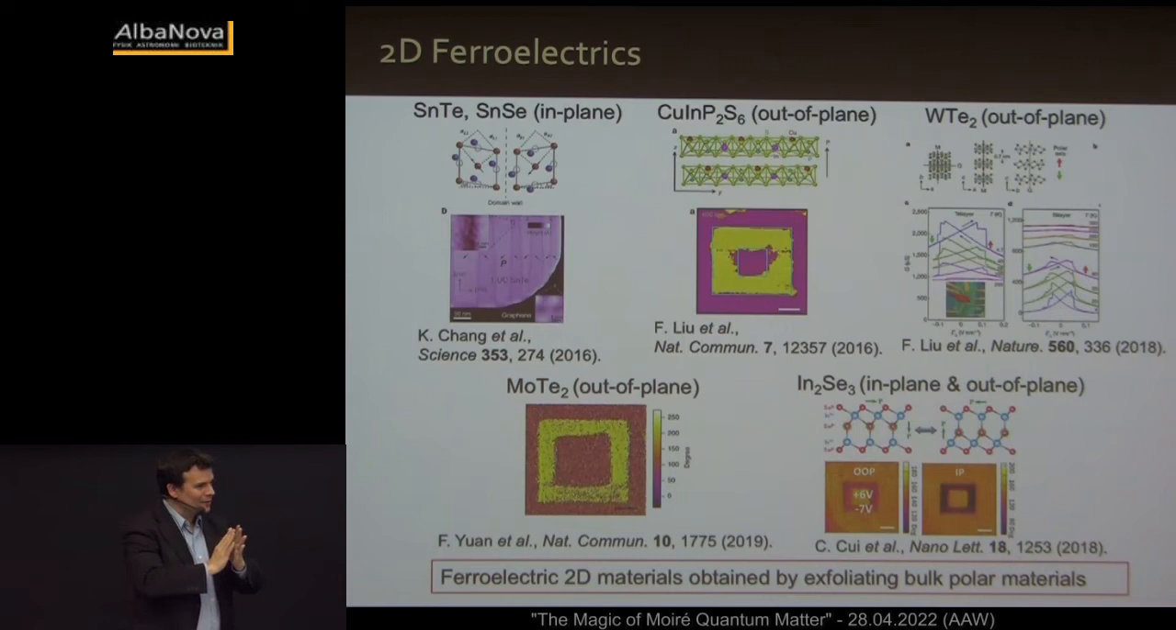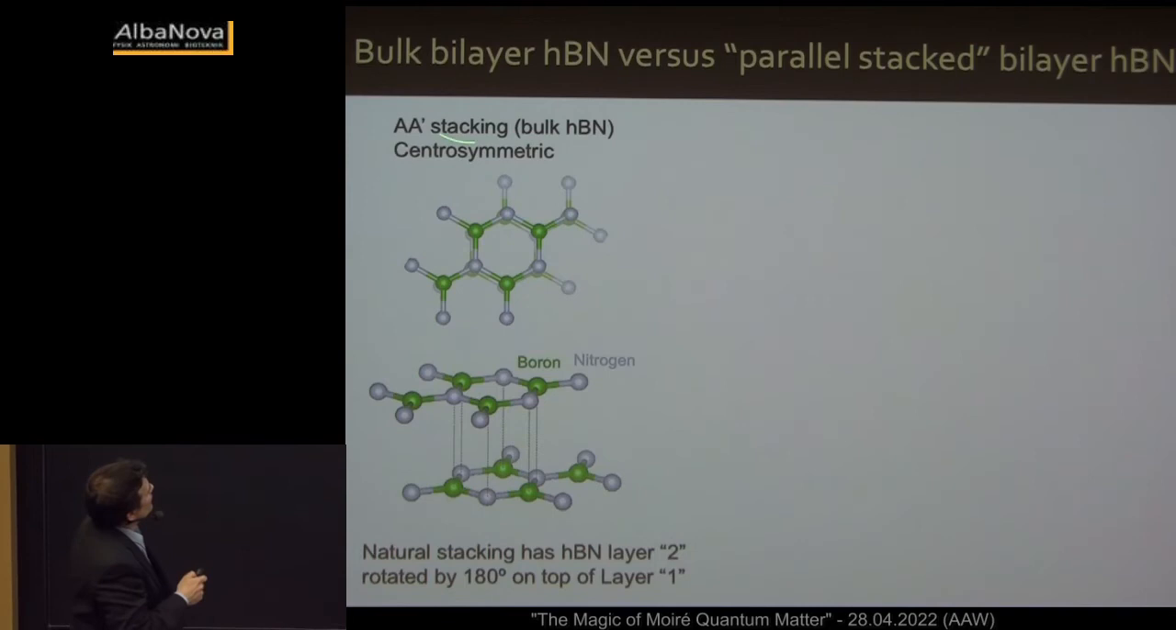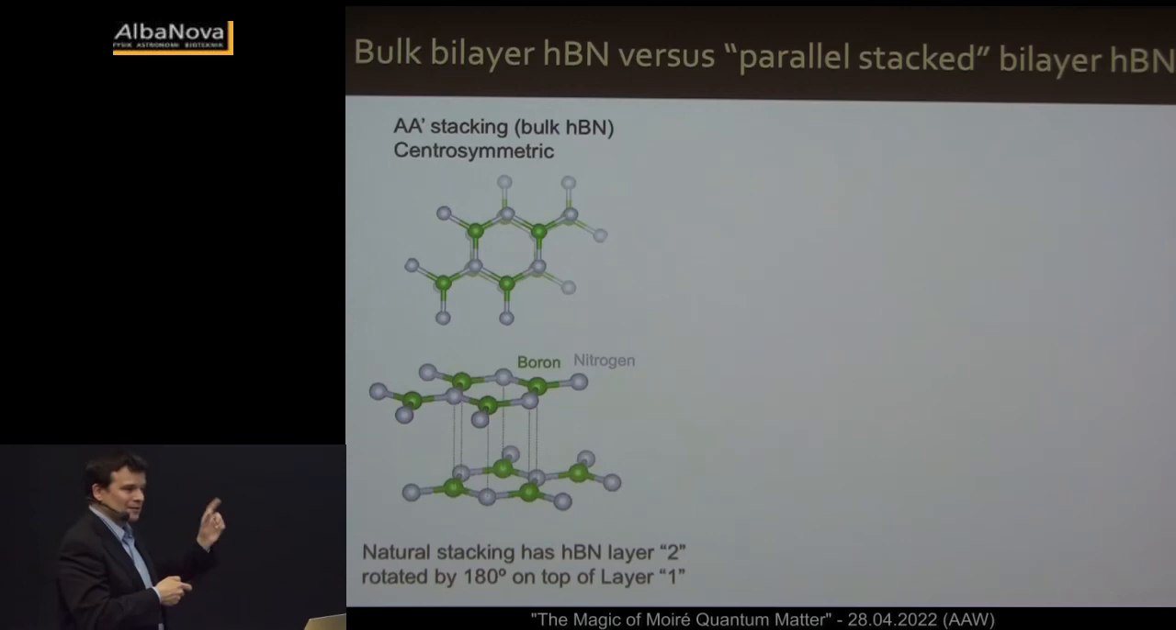For that, we're going to choose bilayer hexagonal boron nitride. If you take a crystal of bulk hexagonal boron nitride, this is the crystalline structure. It's the honeycomb lattice, the same as graphene, where the A and B atoms are now boron and nitrogen atoms. So the two sublattices are now different chemical elements. This is an insulator, and when you make bulk hexagonal boron nitride, it turns out that the natural stacking has layer number 2 rotated 180 degrees on top of layer number 1. That gives a centrosymmetric material. It's not polar. It is not a ferroelectric or anything like that.